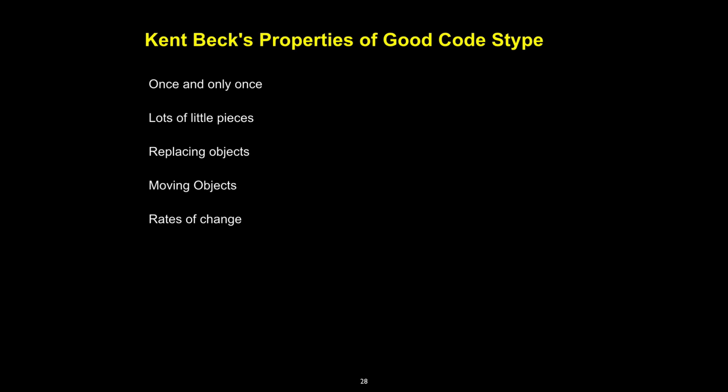Lots of little pieces. The extreme of that is just a 10,000-line main. It's one big thing and forget it: you can't reuse it, you can't modify it. So, having lots of little pieces. Replacing objects is okay; we know we've got a good system when I'm using that object and I can now replace it with a different object and still make it work.